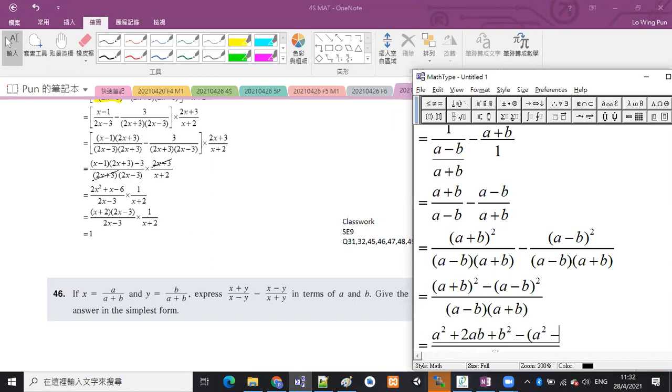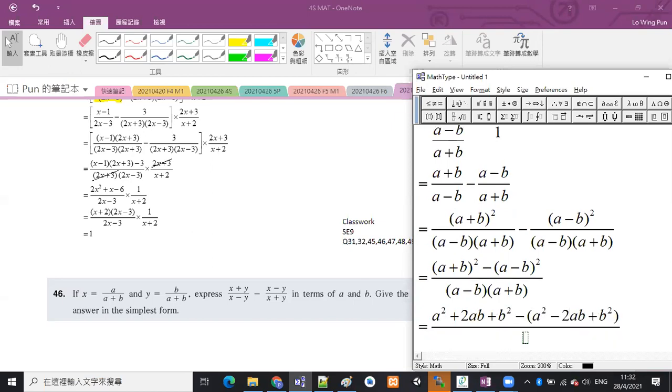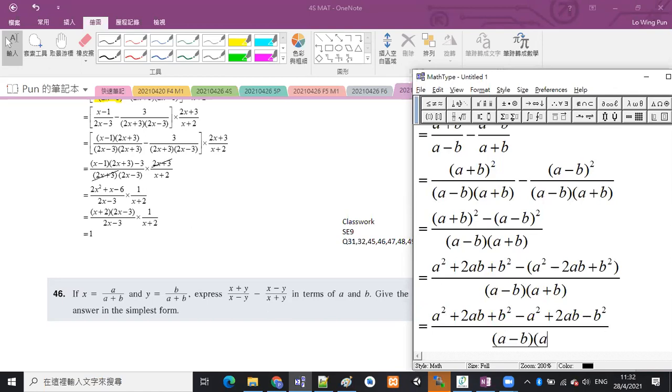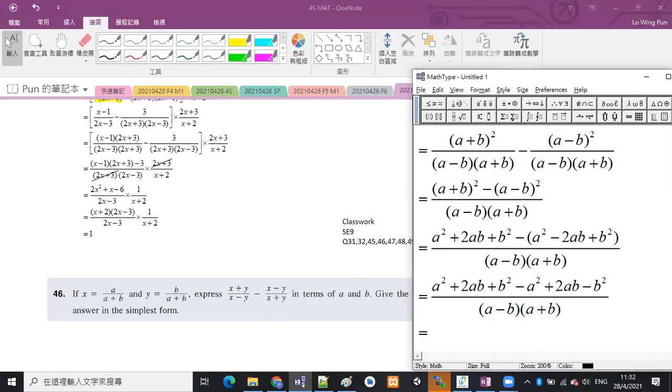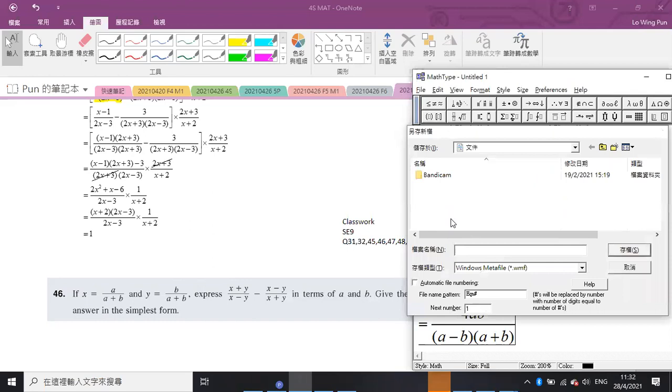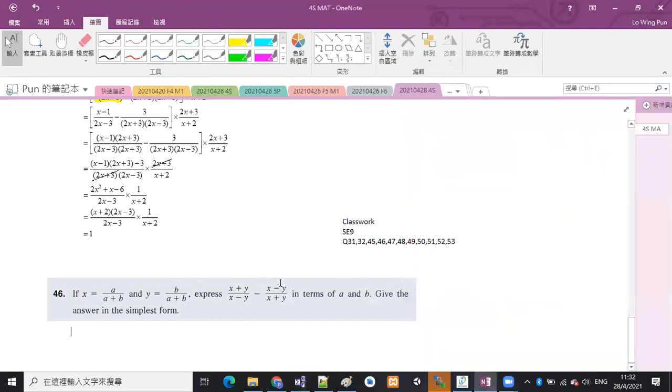Minus bracket a square minus 2ab plus b square. Okay, it's a minus b, a plus b. And then expanding the bracket, so a square plus 2ab plus b square minus a square plus 2ab minus b square. And you'll find that the a square and b square terms will be completely cancelled by each other. So what is remaining on the top is 2ab plus 2ab. That is 4ab. Okay, and then the denominator is a minus b, a plus b. And that is the final answer.